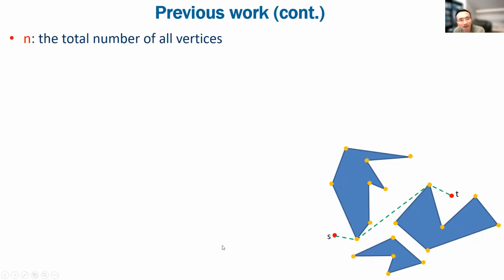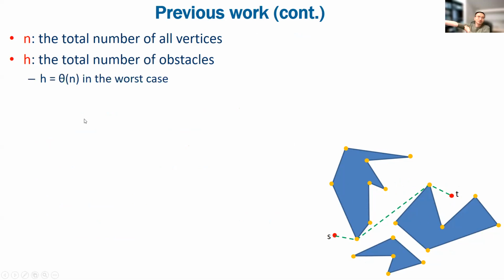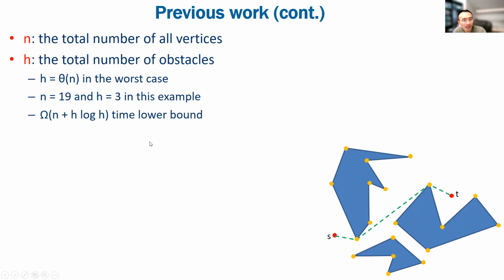Although we have an optimal algorithm, if you look at the problem using another parameter h, which is the total number of obstacles, in this example we have h equal to 3. In the worst case, h could be big theta of n. But in this example, h is equal to 3 while n is equal to 19. So h is significantly smaller than n. Therefore we can have a lower bound like this: n plus h log h time.